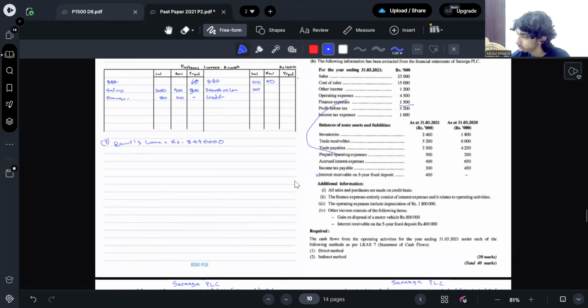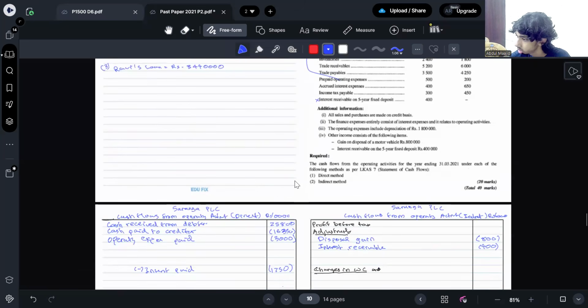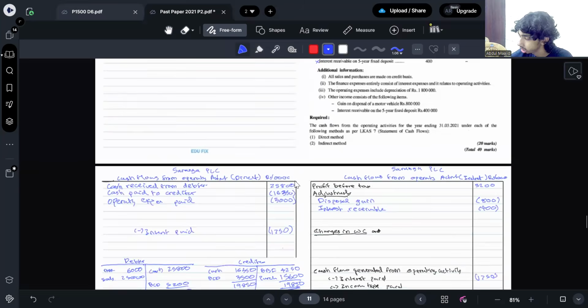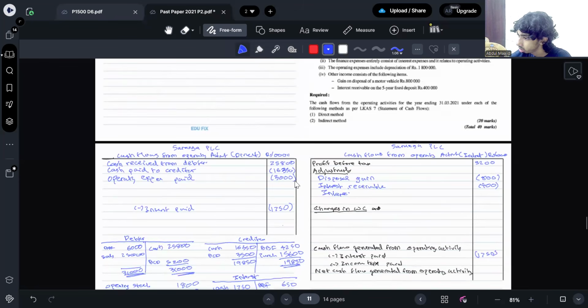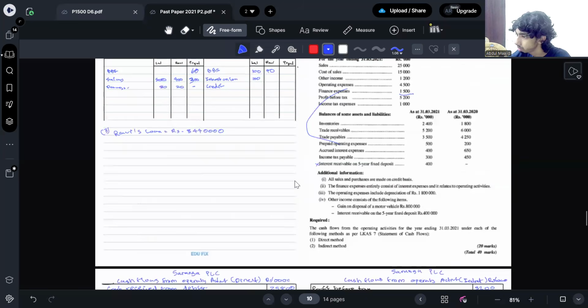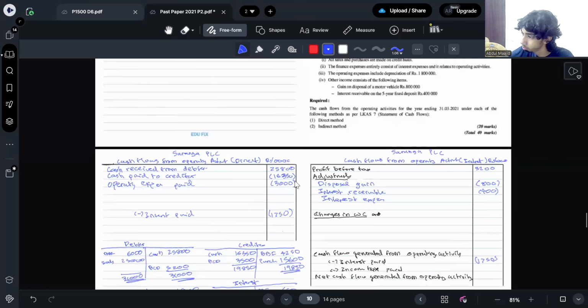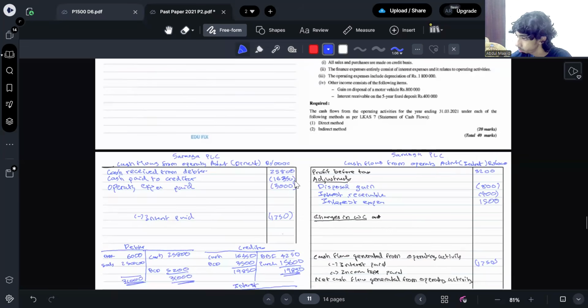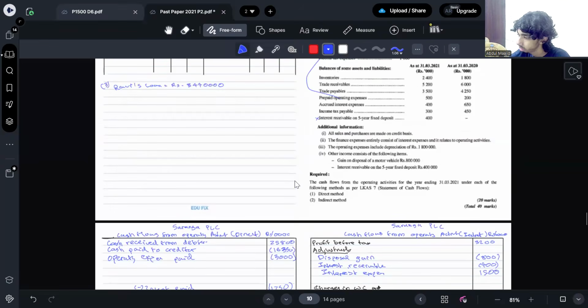Then profit before tax 5,200. You have to remove the interest expense because the paid amount we are going to record here, right? Interest expense given in the income statement, you have to remove 1,500. That's the expense. To remove expense, you have to add. And then you can deduct the actual amount paid, that's 1,750.